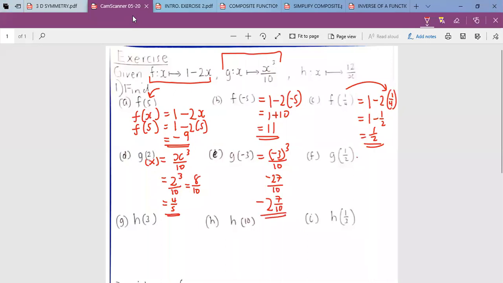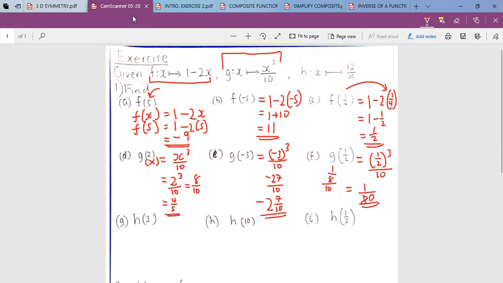Okay, there. For g, I replace x with a half. So I get a half power 3 over 10. So a half times a half times a half, I get 1 over 8. So it is like I have 1 over 8 over 10. And when I work it out, I end up with 1 over 80.